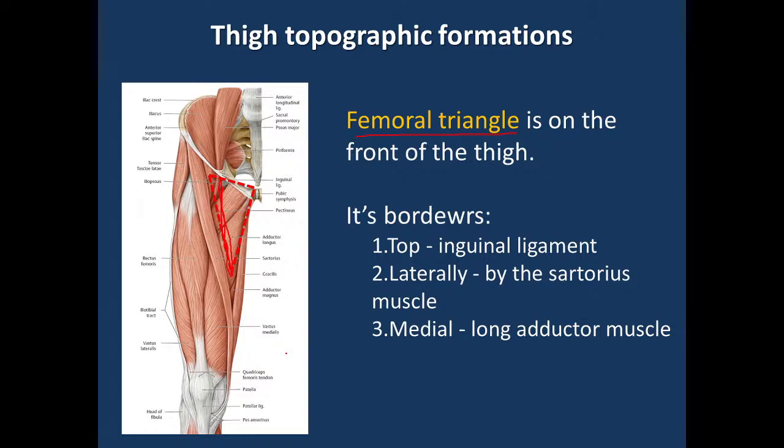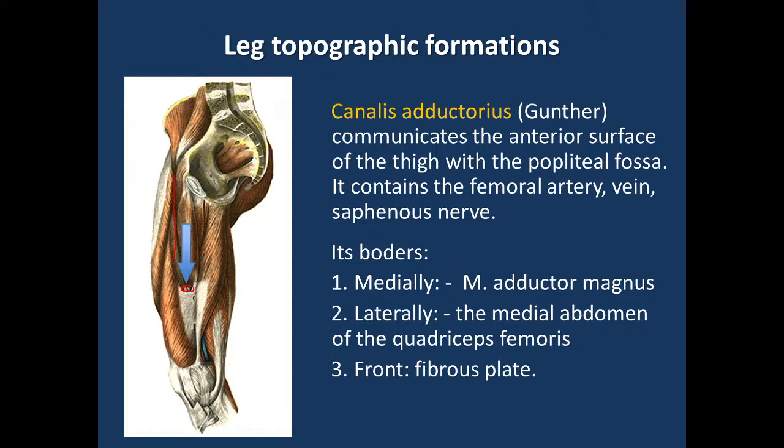this triangle ends in the channel called the canalis adductorius, or by the eponym Hunter's channel, which communicates the anterior surface of the thigh with the popliteal fossa, and it contains nerves and vessels. This is the topographical structure to find the femoral artery, veins, and saphenous nerve. It ends in the popliteal fossa.